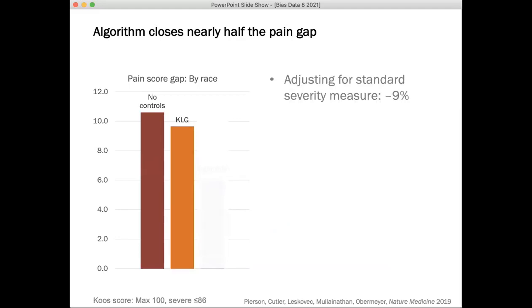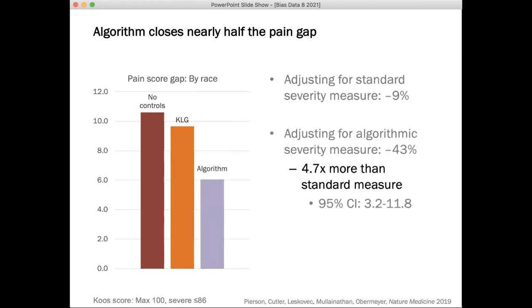If we adjust for the fact that radiologists see arthritis more in Black patients, we can actually account for about 9% of that gap. So of that pain gap, 9% of it comes from actual differences in what radiologists see. But when we adjust for the algorithmic severity measure, the algorithmic prediction of pain based on the x-rays, we actually get about half of that gap explained, which is 5 times more than the standard measure of radiologist severity. And we get similar results for income and for education.